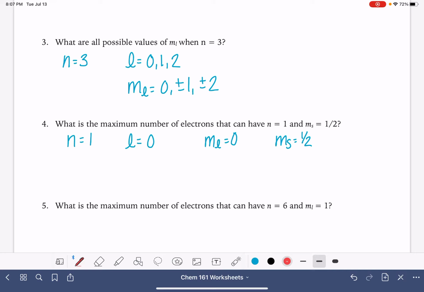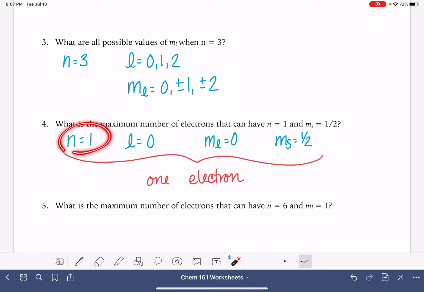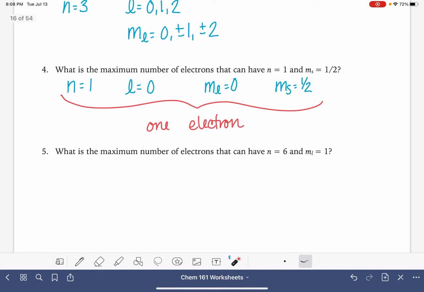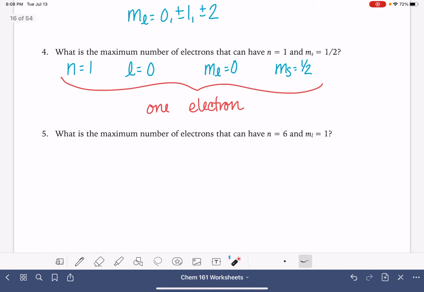So in this particular situation, there is only going to be one electron that can have n equals 1 and M sub S equals 1/2, because of the restrictions on L and M sub L. There's only one possible value of each one of these quantum numbers, so there's only one electron that can have that set. Now for the next one, this one's actually going to be a little bit trickier. What's the maximum number of electrons that can have n equals 6 and M sub L equal 1?